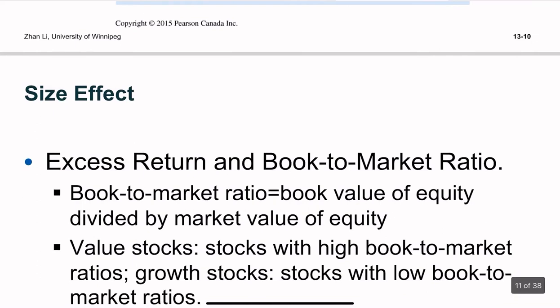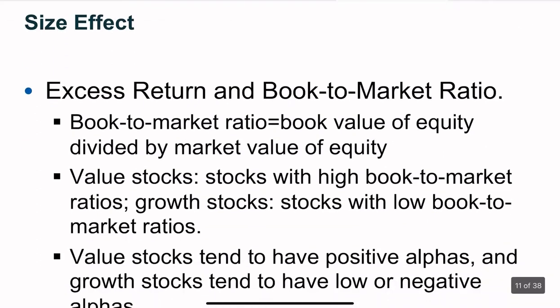Now let's see the second result. This result is about the value effect. Oh, this one is incorrect in the title, it should be called value effect. This one is about calculating the stock's excess return and its book to market ratio.